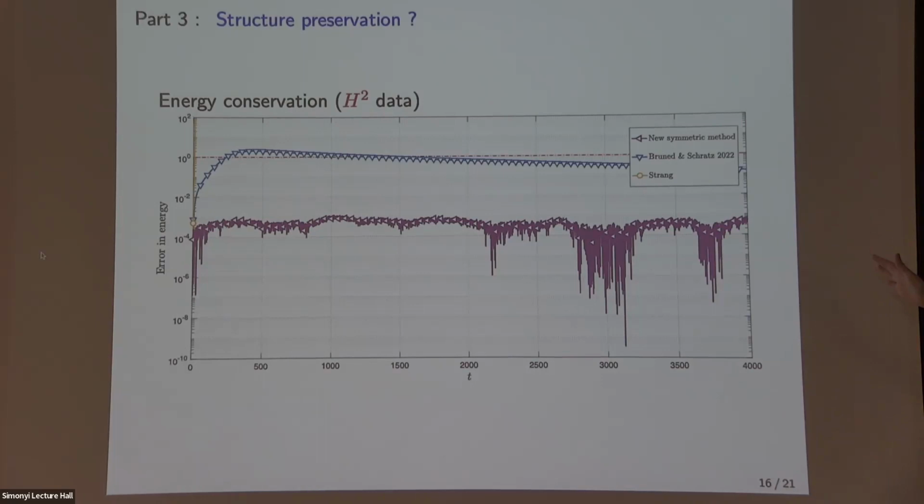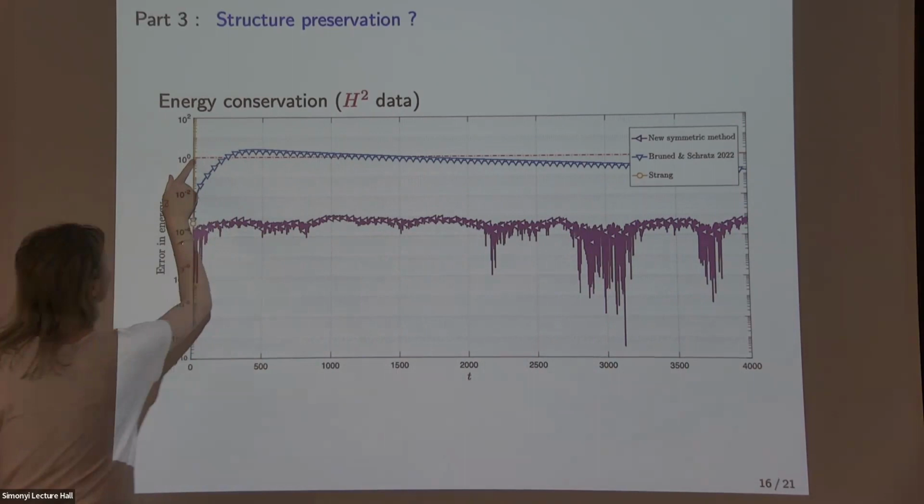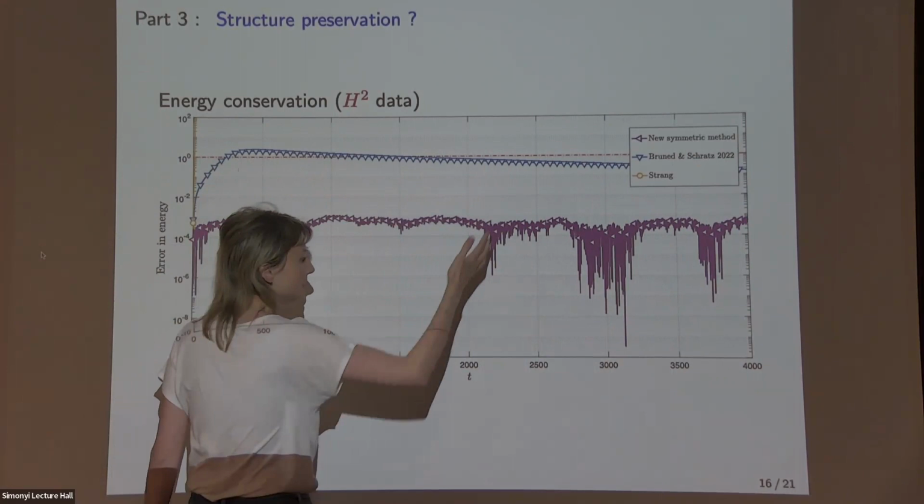Then there's the method with Ivan together, this resonance based scheme, and we see that the energy stays bounded, but it also doesn't help, because the error is one. You could just approximate by a constant, so it doesn't help at all. It doesn't blow up like the Strang splitting method, but you also don't have any energy conservation over long times, only over very short times here, you could say.